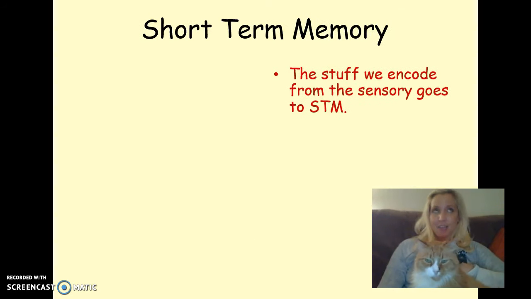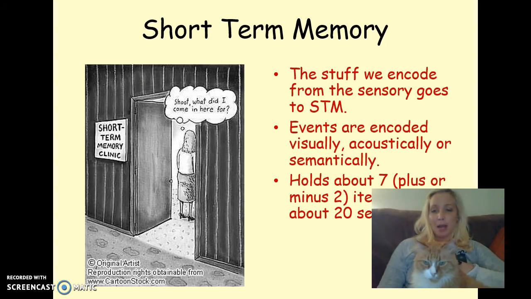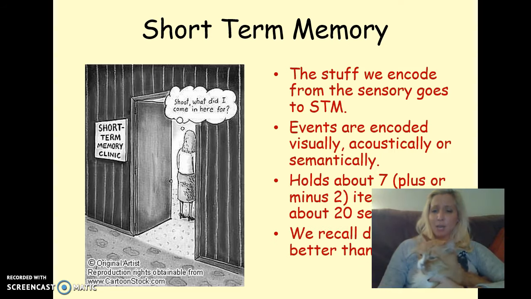Your short-term memory then: if we pay attention to information, pay conscious awareness to our sensory memory, that is going to then be transferred into our short-term memory, okay? We can remember 7 plus or minus 2 items. That means we can generally remember 5 to 9 items in our short-term memory. And we know that events are encoded visually, acoustically, or semantically. We know acoustically means we're hearing it. Semantically means we're giving some meaning to it. And we can recall digits better than letters. Okay.